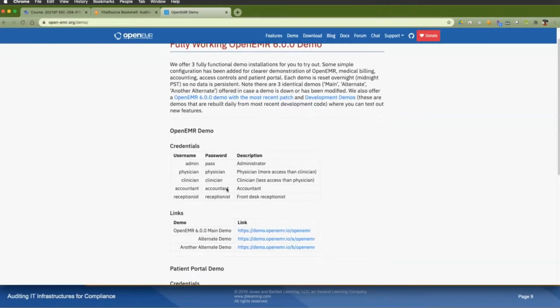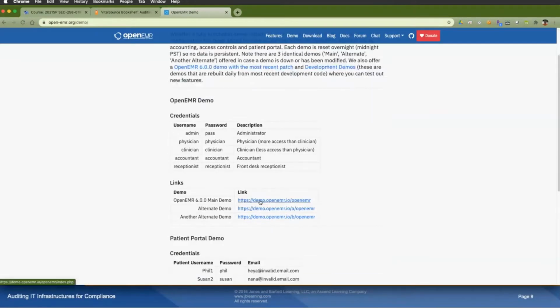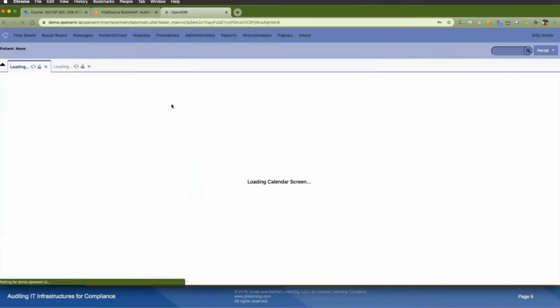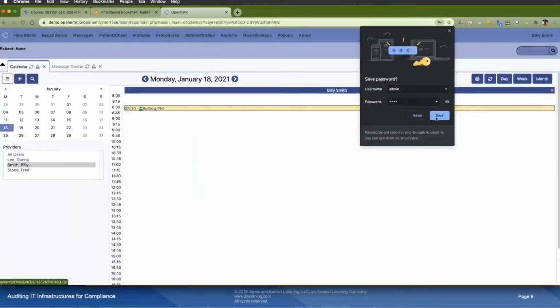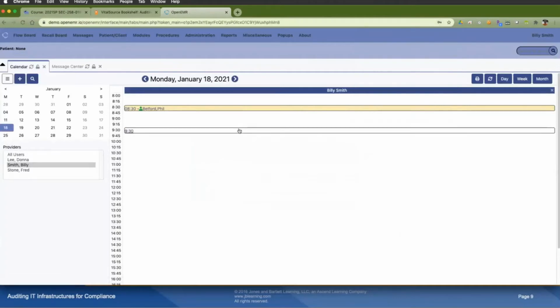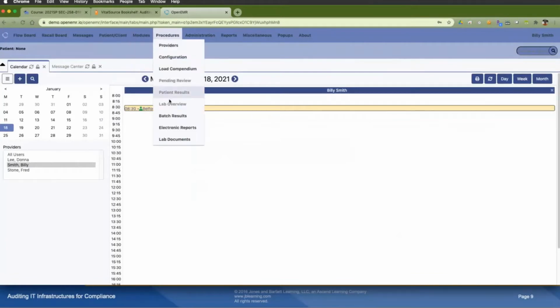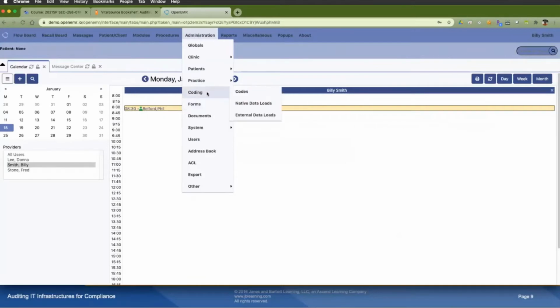All right. So the username is admin, the password is pass. Okay. So this is a scheduling system for a medical practice. We can see all the patients, right? Your visit. You upload all of the billing codes, and it does your billing, right? Your coding.